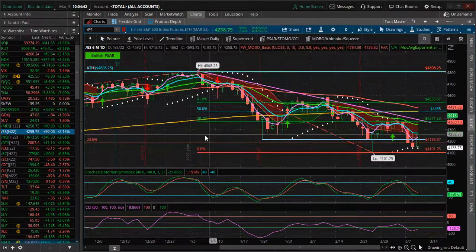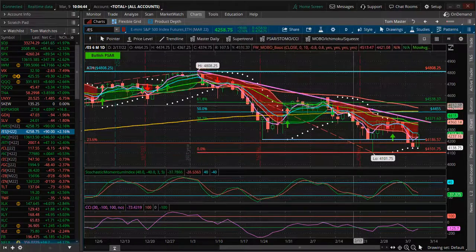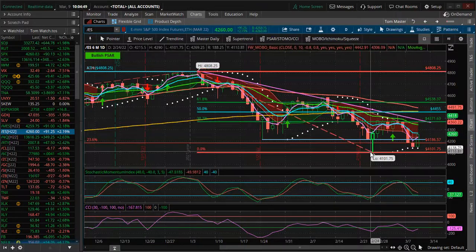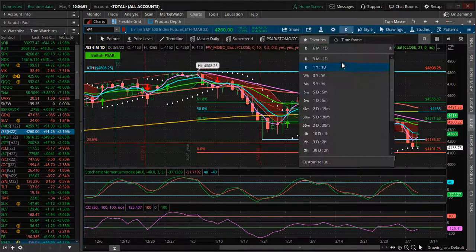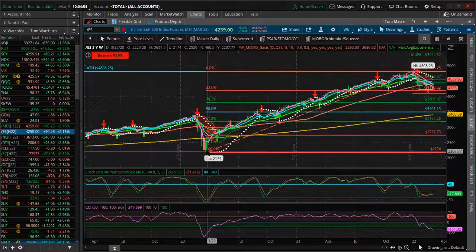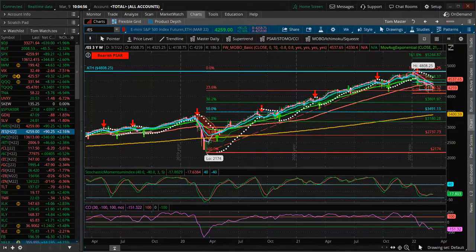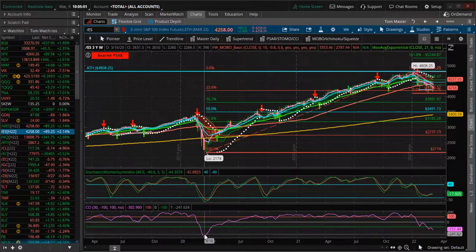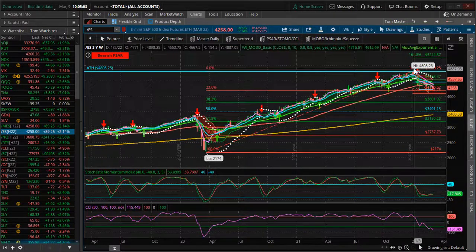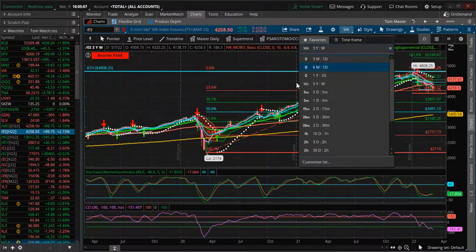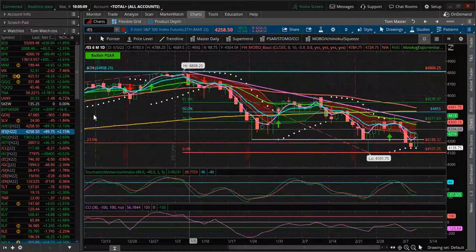What I have here is just some fib levels from this high down to here. And then I'm also looking at some fib levels from the previous lows way out in March of 2020, from that low to the high. I had to go out to the weekly on that. So let's dive back in here, and you'll see that level here.